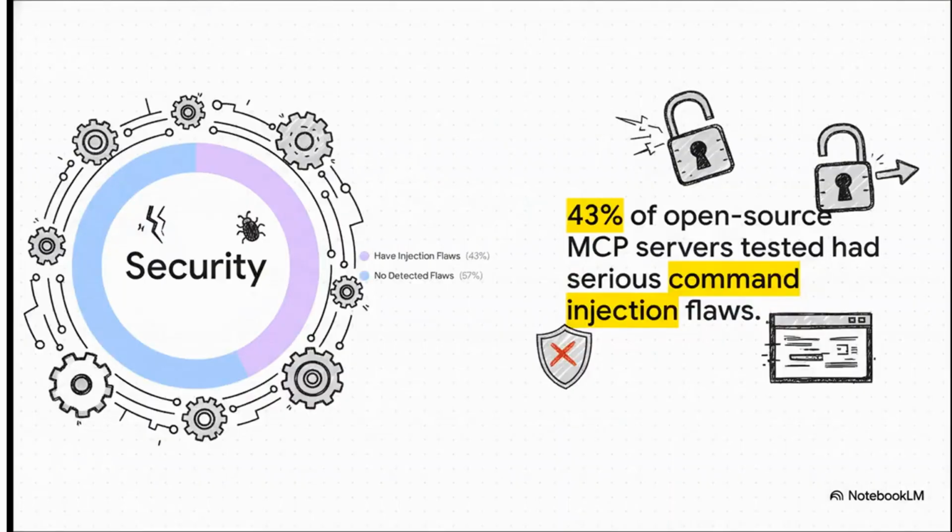And the risk isn't just about the AI making a mistake. The tools themselves can be the problem. A recent study found that a staggering 43% of open-source MCP servers have serious security flaws. Flaws that could let an attacker run malicious code on your machine. This means that choosing your servers carefully isn't just a good idea, it's absolutely essential.